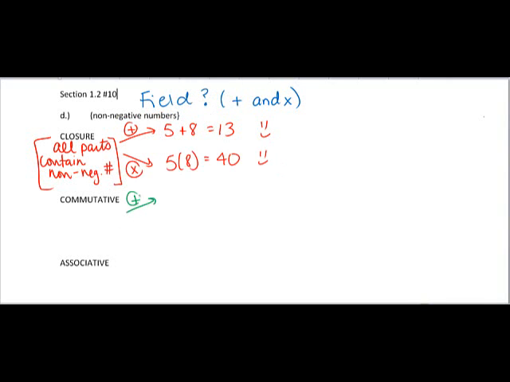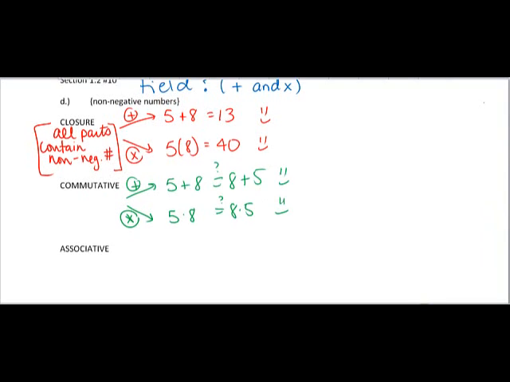We have our addition and multiplication. Now with commutative, you really care about, is it equal? So is 5 plus 8 equivalent to 8 plus 5? Yes, it is. With multiplication, is 5 times 8 equivalent to 8 times 5? Yes, it is. All right, moving on. Associative.